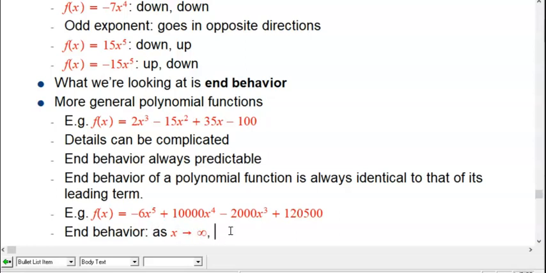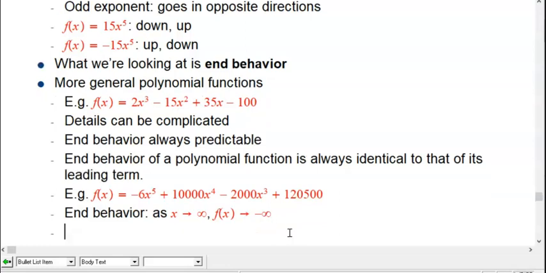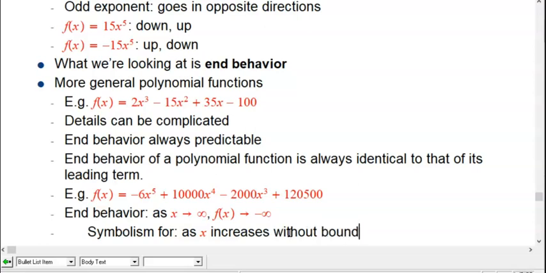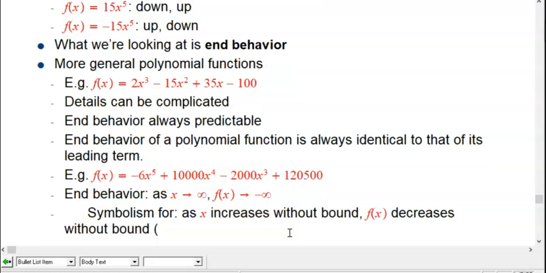It just says when x gets bigger and bigger, f of x is going to behave exactly like minus 6x to the fifth. Well, if x is positive, then x to the fifth is positive, but the explicit minus sign says that's going to be bigger and bigger negative numbers. So this is symbolism for: as x increases without bound, just keep going and going and see what happens, f of x decreases without bound. In other words, it becomes more and more negative.